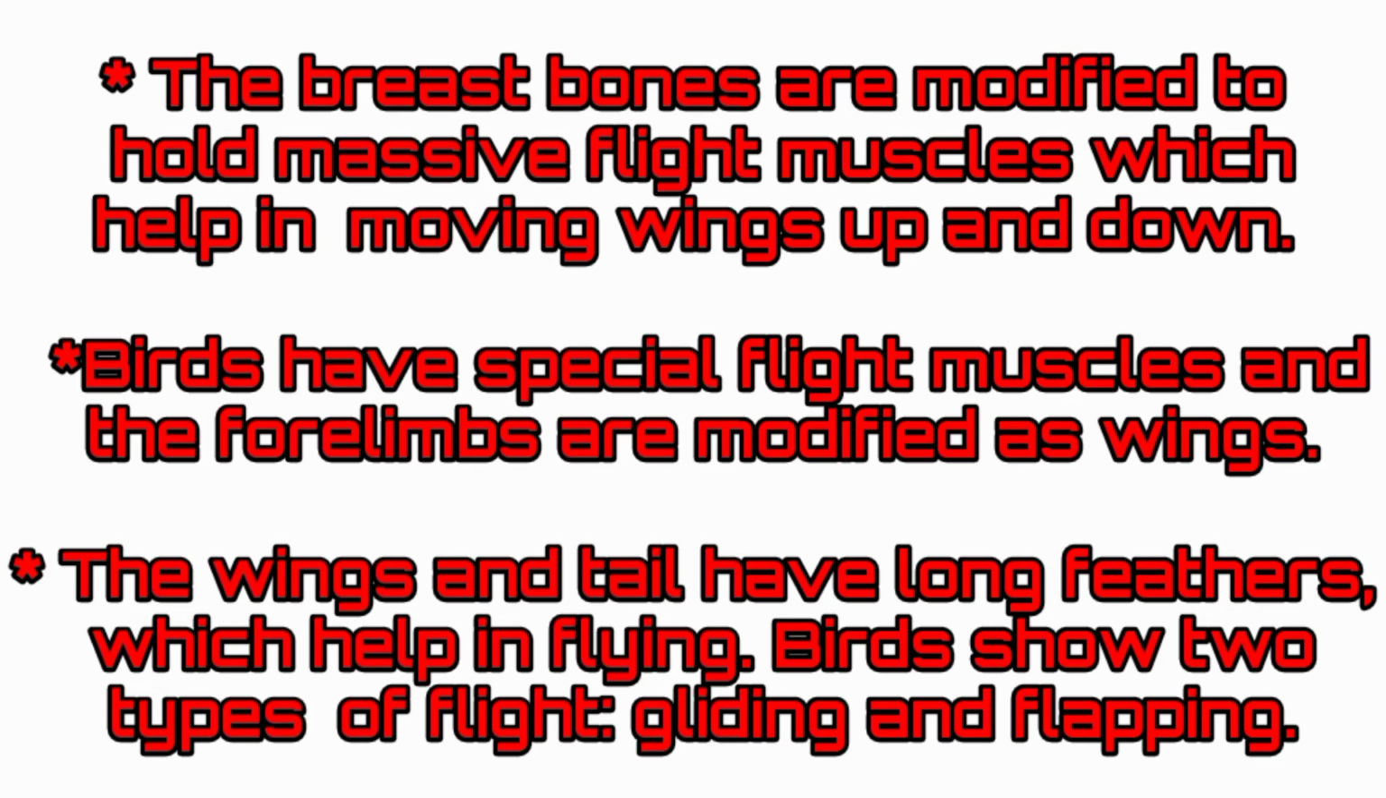Birds have special flight muscles and the forelimbs are modified as wings. The wings and the tail have long feathers which help in flying. Birds have 2 types of flight, gliding and flapping.